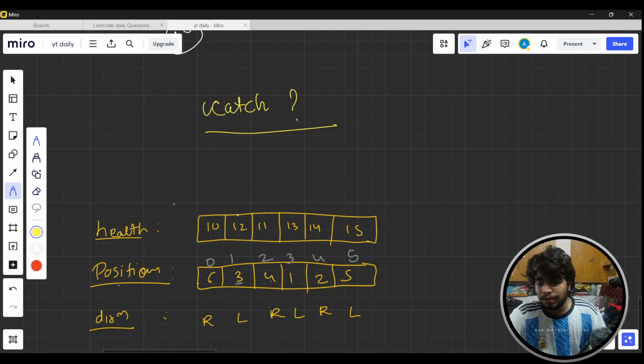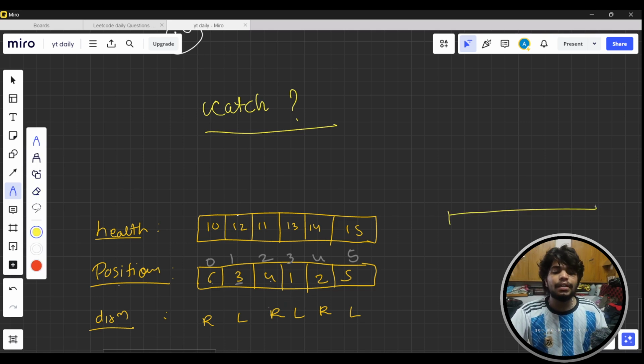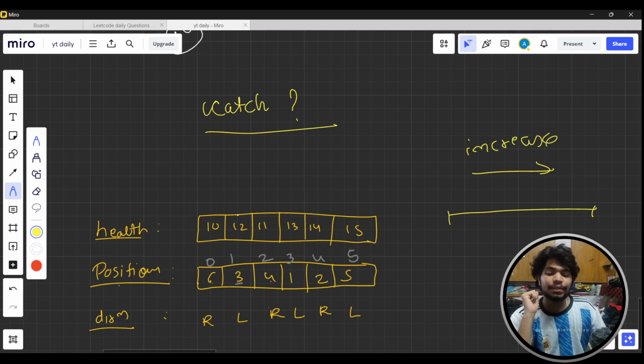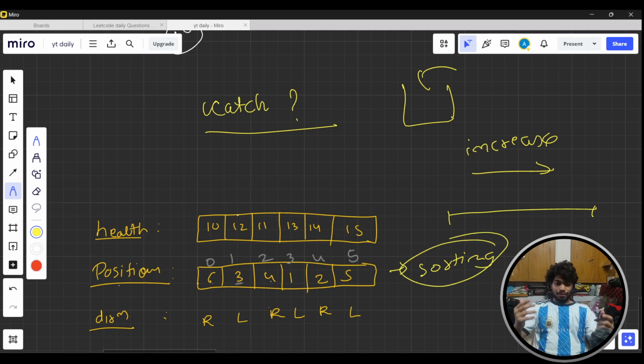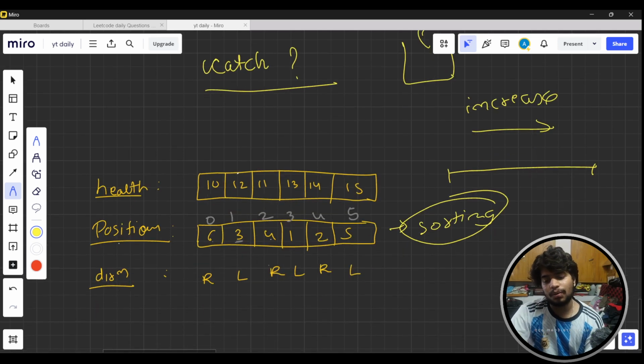So what we are doing, I am putting the element in stack in increasing order. Which means the lower the position, it is first pushed into the stack. So I can do this by sorting them, but I can't sort them because I have to return the answer in the same order as the input is. So how? My question is now, how can I implement this?